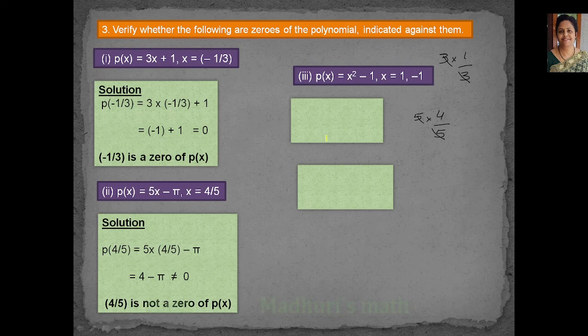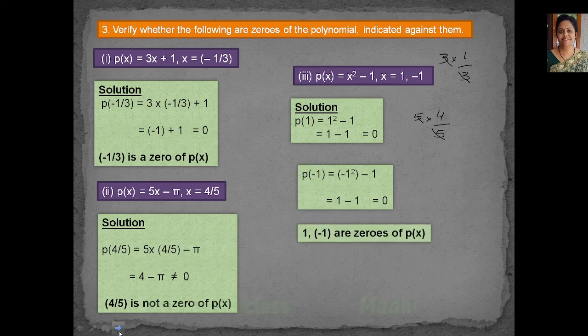Now, next one. P(x) is equal to x squared minus 1. x is 1 and negative 1. So, first we will find when x is equal to 1. What is P1? P1 is 1 squared minus 1. 1 squared is 1. What is 1 minus 1? 0. Next one P(negative 1). Negative 1 squared. So negative 1 into negative 1 is positive 1. So 1 minus 1 is 0. Here both are 0. P1 and P(negative 1) are 0. So therefore 1 and negative 1 are zeros of P(x).